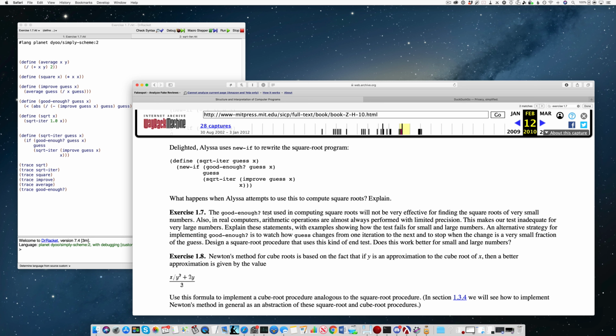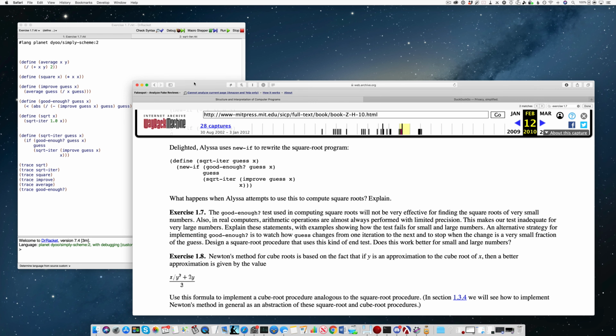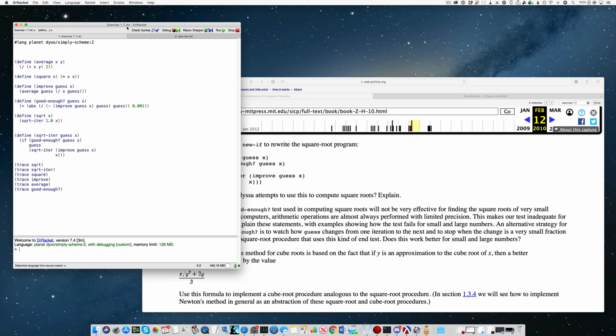Alright, so I got a little stuck here. I think I was overcomplicating this, but it's actually pretty simple. One misconception that I had was that I really had to take a step back and be like, okay, if they're asking for an alternative strategy for implementing good enough, and we're this early in the text, I mean, I know this was for MIT students, but it can't be that complicated.